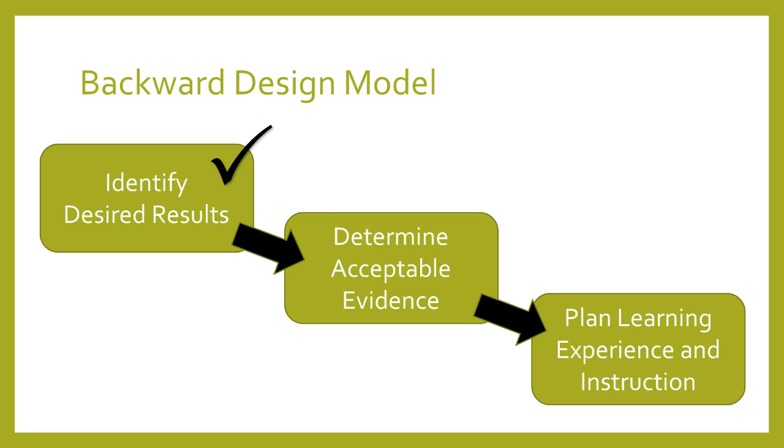Once the goals, objectives, and outcomes are defined for a course, we have identified our desired results and we know where we want to go. It's now time to move on to the next 2 steps of the backward design process. But those are topics for another video.